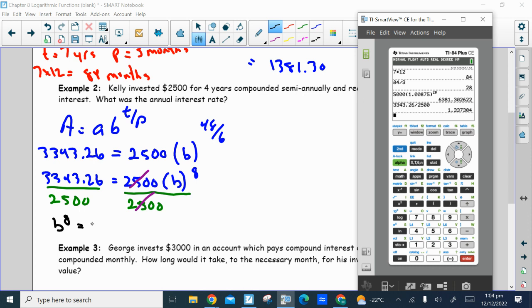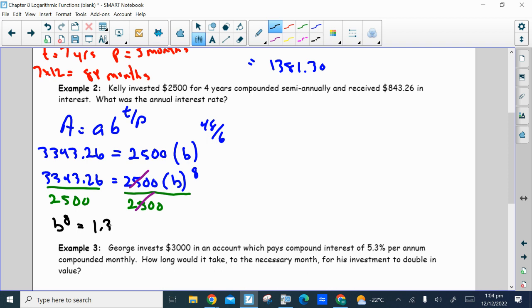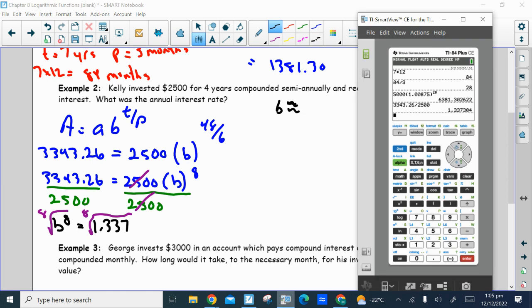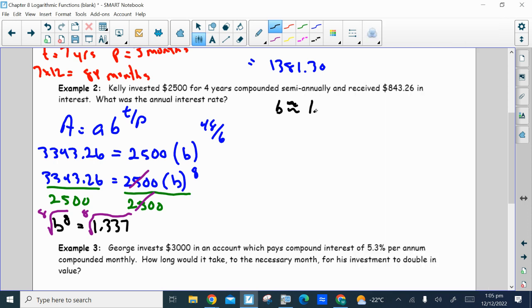1.337, just to round it, I'll write that down. There's more decimals there, but we got them in our calculator. And now to find out what B is, we would take the 8th root of both sides to get rid of the power 8 on the B. We'll take the 8th root of both sides. And so back to the calculator, the 8th root of the previous answer is 1.037.